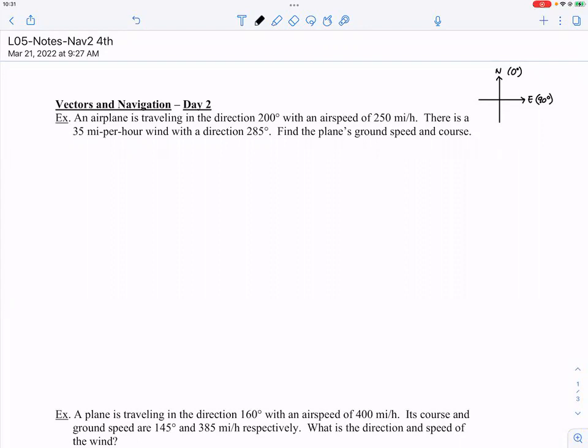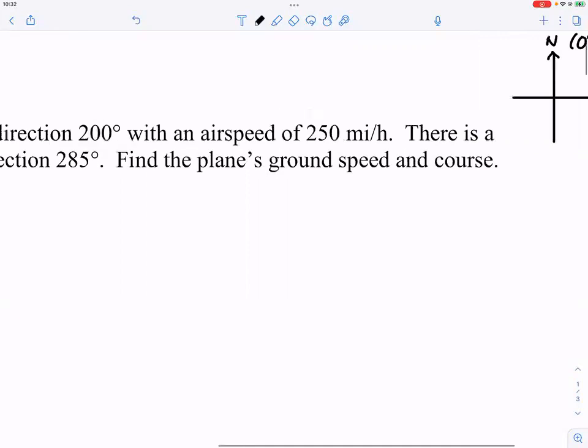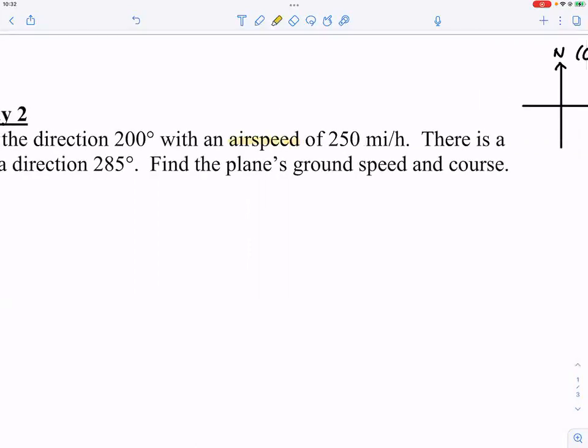An airplane is traveling in the direction of 200 degrees with an airspeed of 250 miles per hour. There is a 35 miles per hour wind with a direction of 285 degrees. Find the plane's ground speed and course. Now, we'll draw a diagram, okay? But before we draw a diagram, I want to make sure that you understand a couple words here.